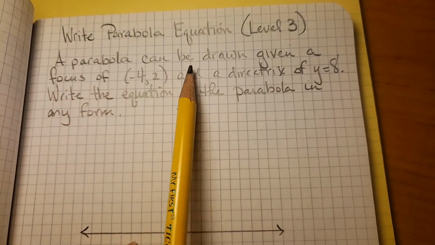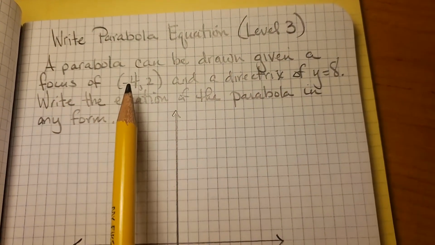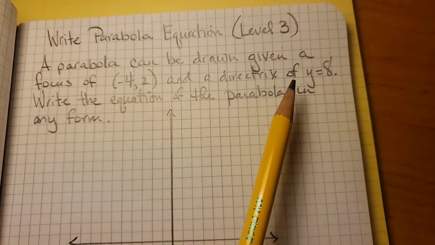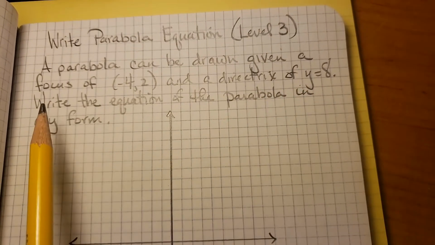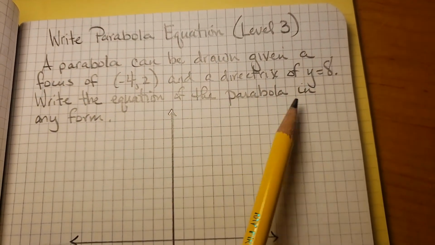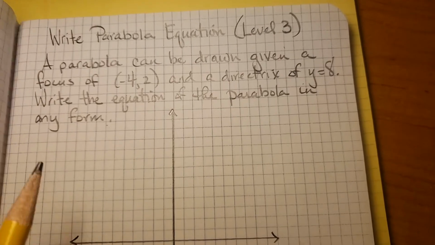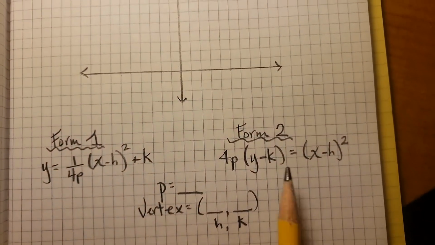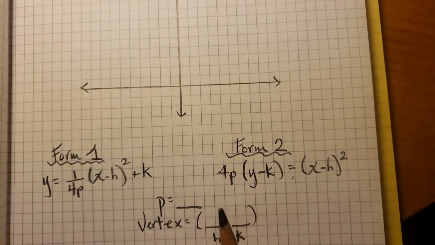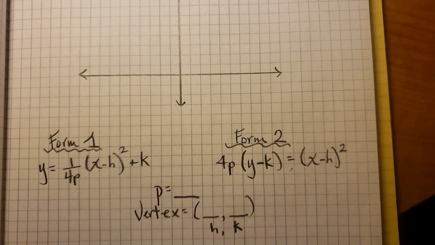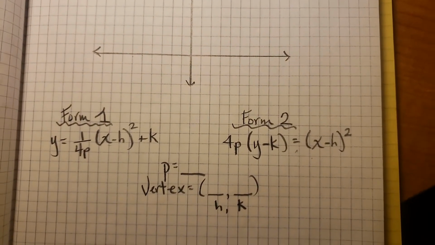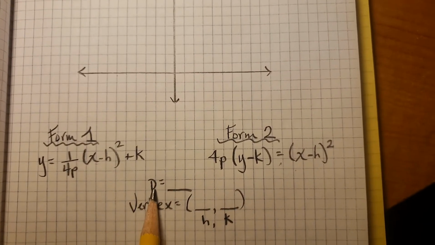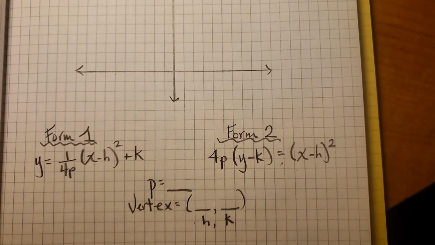A parabola can be drawn given a focus of -4, 2 and a directrix of y equals 8. Write the equation of the parabola in any form. So why are they saying any form? Because there's two different forms that you can write the equation of a parabola if you know the focus and the directrix. And for both forms, you need the P and you need the vertex.